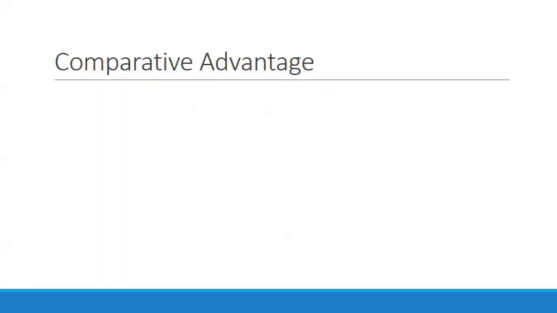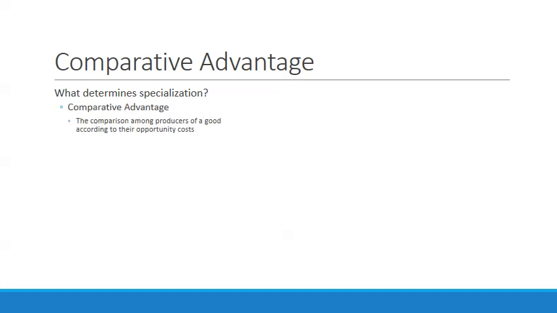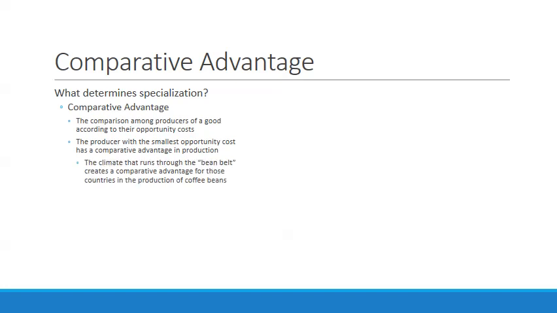So trade is based on what we call comparative advantage. What determines specialization? Well, it's comparative advantage: the comparison among producers of a good according to their opportunity cost. The producer with the smallest opportunity cost has a comparative advantage in production. So that's the key here. Trade is based on comparative advantage. Comparative advantage is determining which producer has the smallest opportunity cost.